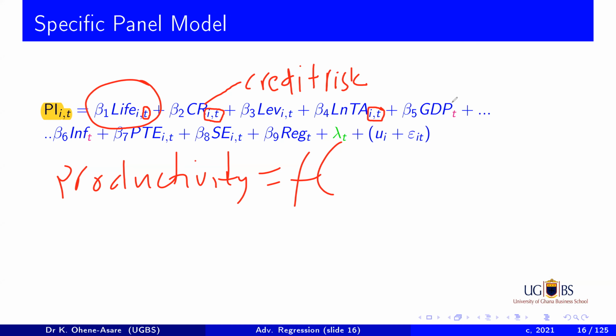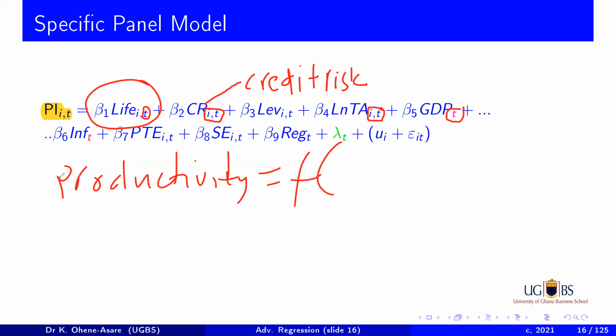The next one is GDP. GDP doesn't change, because we are talking about Ghana. GDP doesn't change across individuals because we are dealing with only one country, but it's changing across time alone. So that's why you see only T. The way you formulate the model is important, though, very important.